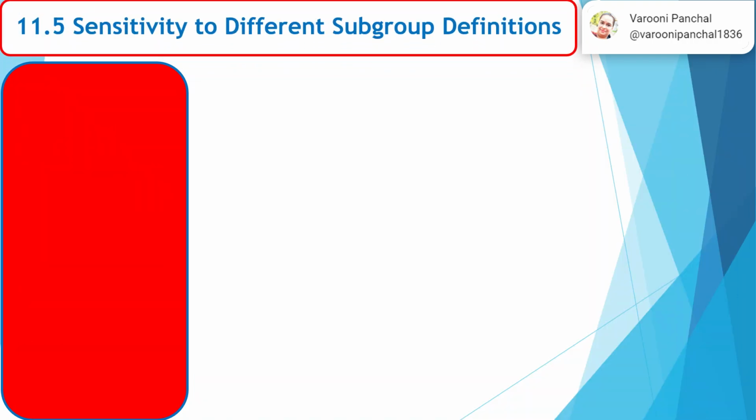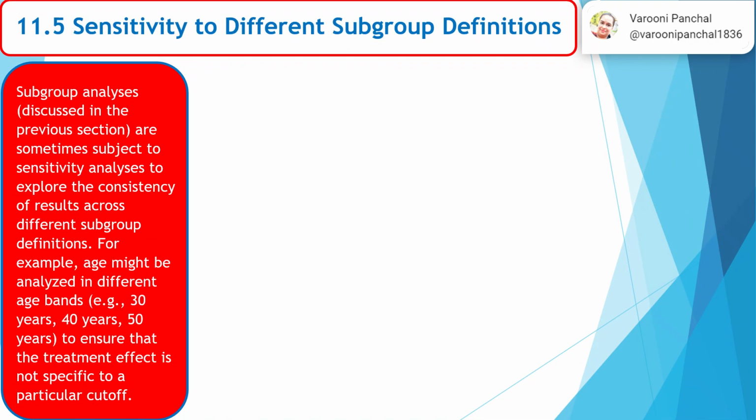Number 11.5. Sensitivity to different subgroup definitions. Subgroup analyses, discussed in the previous section, are sometimes subject to sensitivity analyses to explore the consistency of results across different subgroup definitions. For example, age might be analyzed in different age bands, e.g., 30 years, 40 years, 50 years, to ensure that the treatment effect is not specific to a particular cutoff.